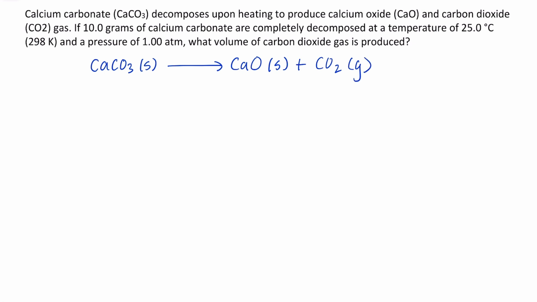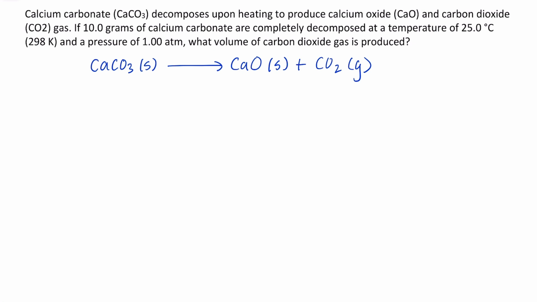Next thing is that we're going to have to use stoichiometry and dimensional analysis to convert our 10 grams of calcium carbonate into the moles of CO2 so that we can use it in the ideal gas law, because our following information is given in the form of the carbon dioxide.